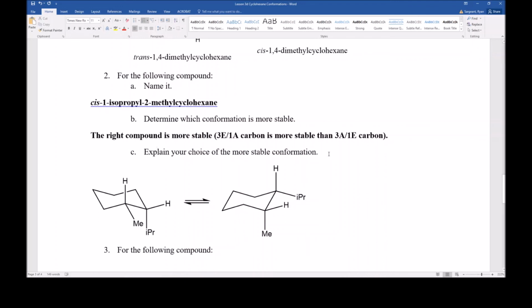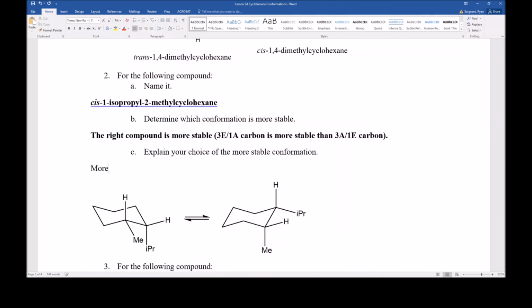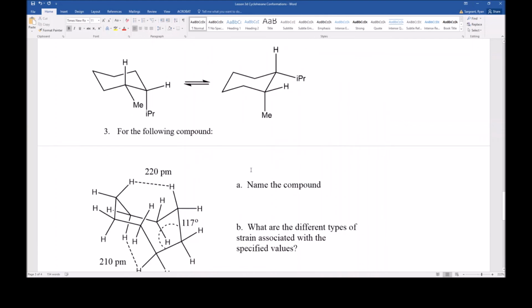Explain your choice of the more stable conformation, and so that's what's in parentheses up above. And so I'll just put a note here. More carbons equatorial is good. And we'll just attribute that to Grog, because that's exactly how a pre-literate human might say that. Okay? All right.